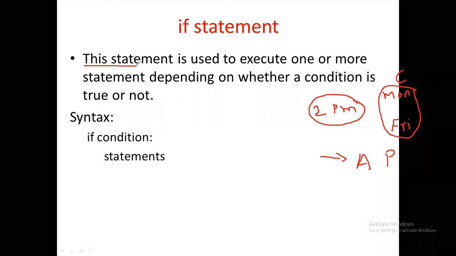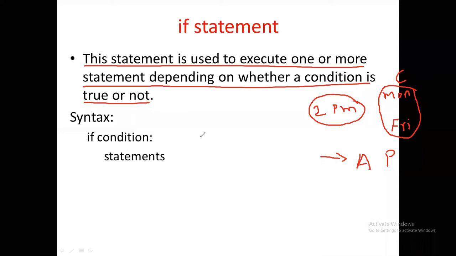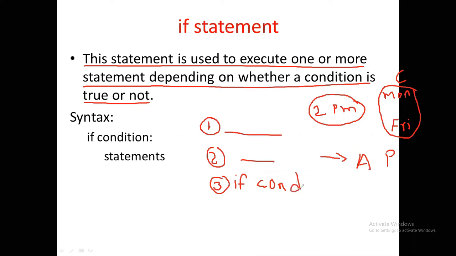This if statement is used to execute one or more statements depending on whether a condition is true or not. For example, I write a program like this. One, this is the first instruction I write. Second, third. In the third instruction, I write if. Here I am writing some condition, and I write some statements regarding this if statement. And the fourth one is one statement, for example print bye.